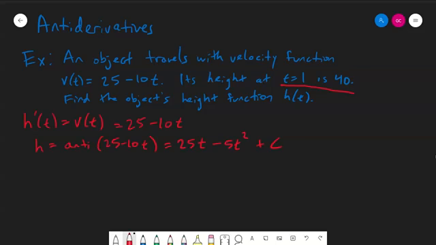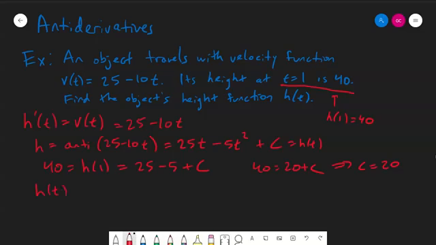So to say that its height is 40 at time 1 is to say that h of 1 is equal to 40. So okay, I want for 40 to be h of 1. On the other hand, this is h of t right here. And so if I plug 1 into that, I get 25 minus 5 plus c. Also then I get 40 is 20 plus c, so that means that in this case c has to be 20. And so my height function should be 25t minus 5t squared plus 20.